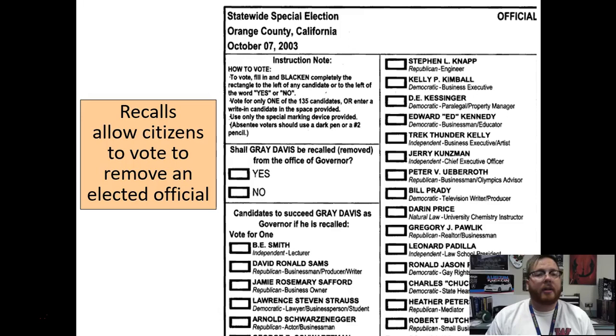If an elected official is not doing well, as seen by the citizens, if they're not doing their job, then they can be recalled, which is to say they can be voted out of office. And then these are some candidates to receive this guy if this guy, Gray Davis, is recalled. So you can put somebody else in their place.